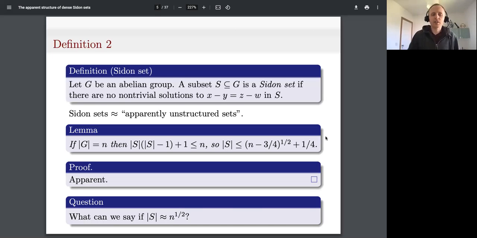The question that I want to talk about in this talk is, can we say anything if the size of the Sidon set is close to square root n? Actually, spoiler alert, I won't really be able to answer this question at all. I'm just going to sort of speculate and observe what structure is in the examples we know.